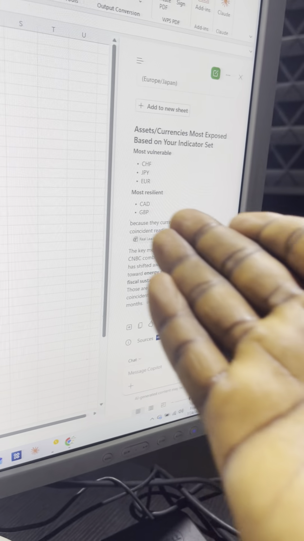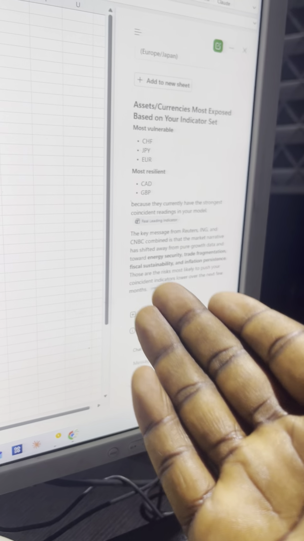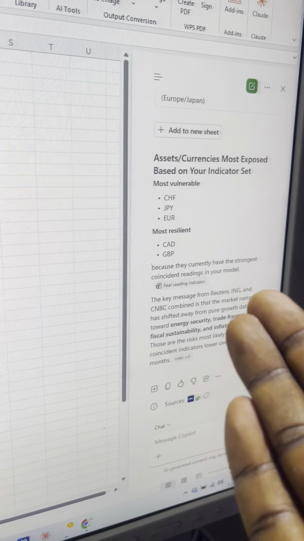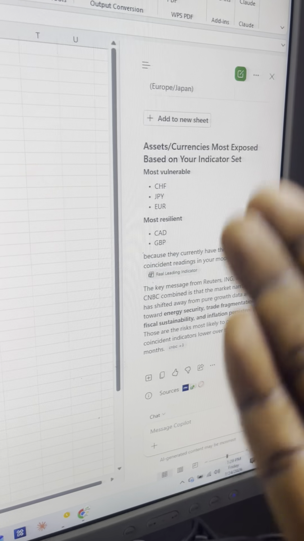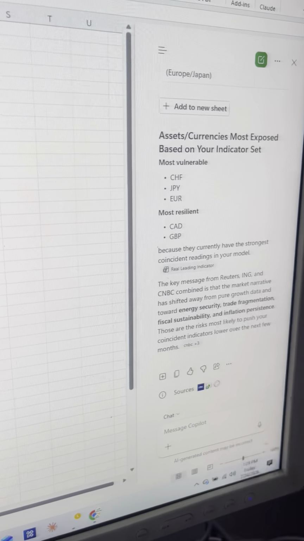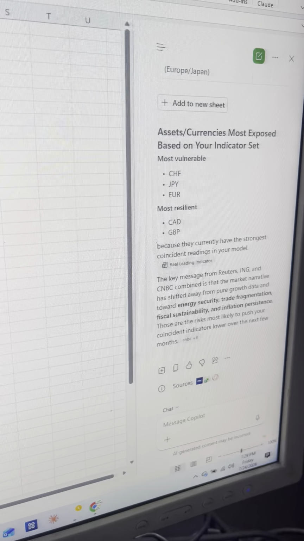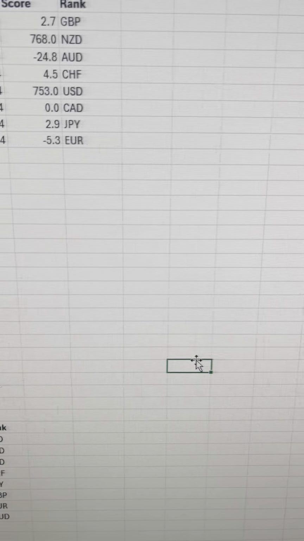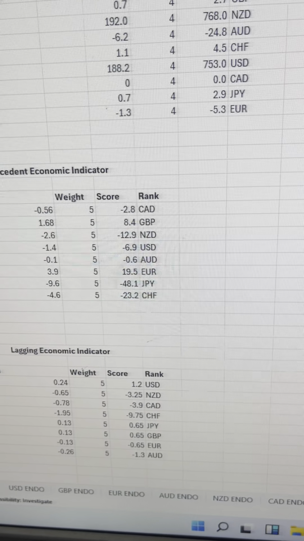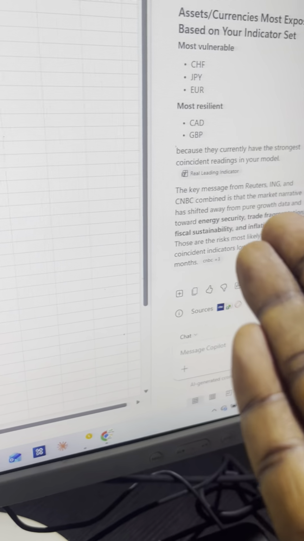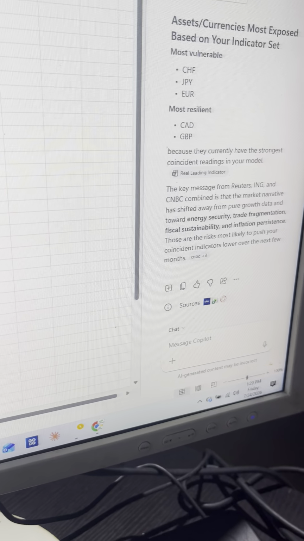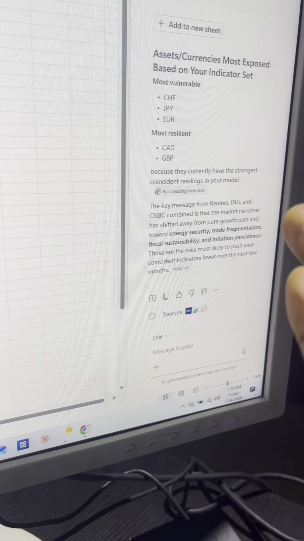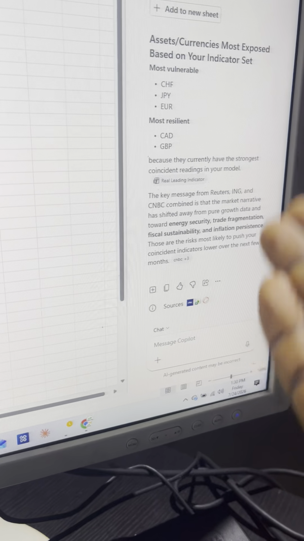It's something everybody needs to understand, and everything is just based on data, and you can see it here. For what you can see, it's showing me that my most vulnerable currencies are Swiss franc, JPY, and the euro. And my most resilient or strong currencies are Canadian dollar and GBP. Not just because they are the strongest in terms of my economic data, my analysis of the different economies, but it also gave me some tips, based on its sources from the internet and some other APIs referred to on our Excel sheet.